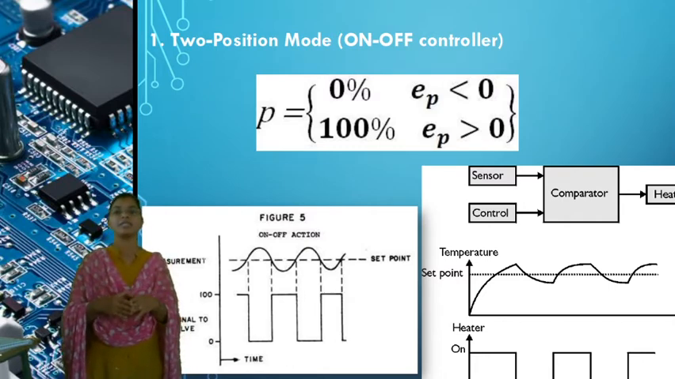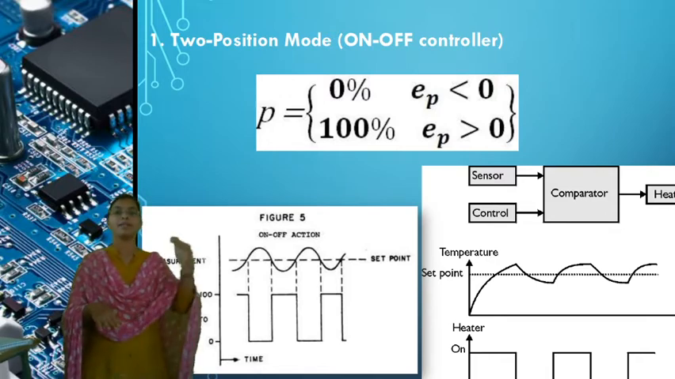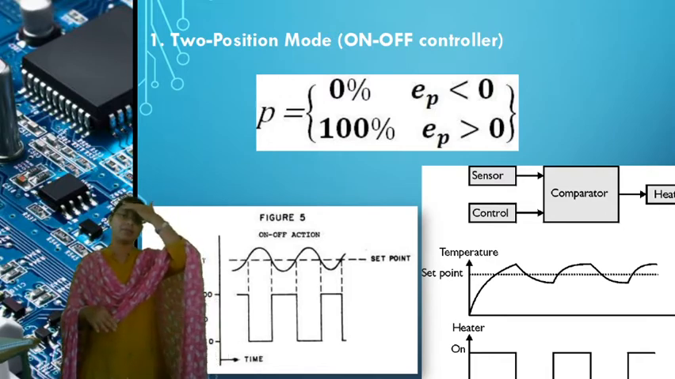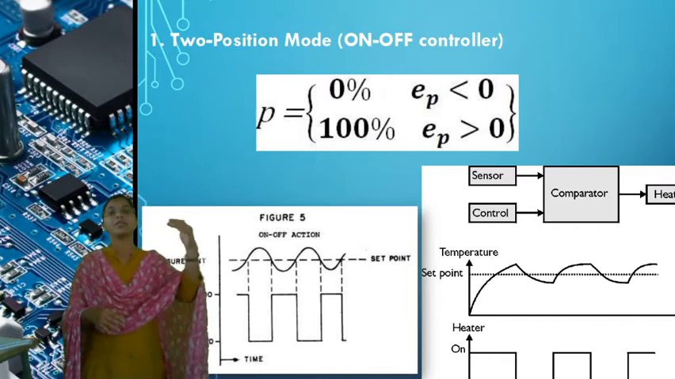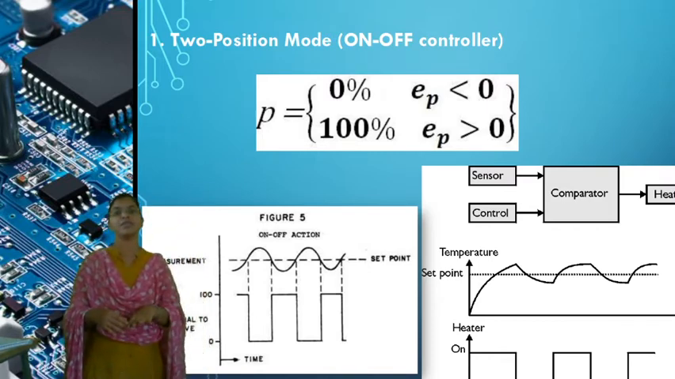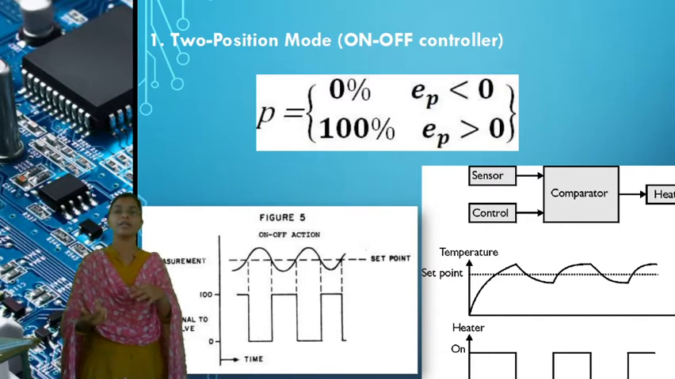So a level control system, that is an overhead tank level you are going to control. Here my measured value is the bottom level, and my set point value is at the top, for example. So here you compare, our set point value is higher than the measured value, right? Then what happens? We need to switch on the motor, right? Switching on the motor means that will generate the controller output as 100%.